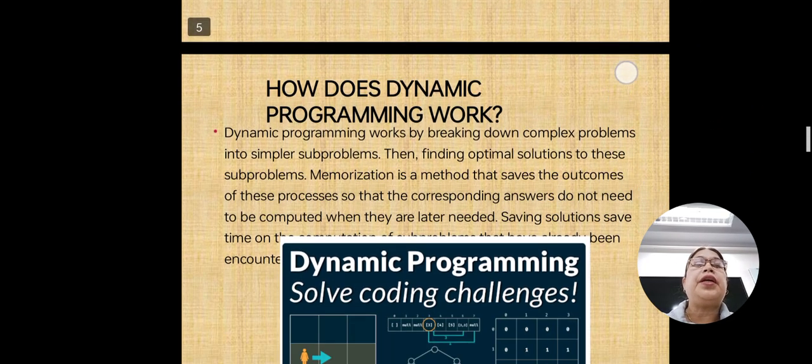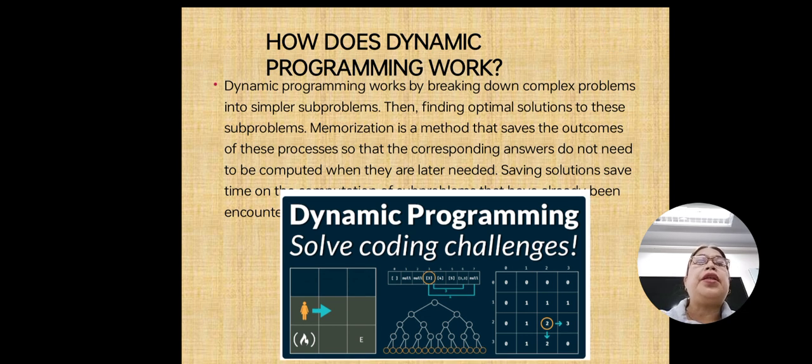So how does dynamic programming work? Dynamic programming works by breaking down complex problems into simpler sub-problems, then finding the optimal solution to those sub-problems. Memoization is a method that saves the outcomes of these processes so that the corresponding answers do not need to be computed again when they are needed. So, save solutions, save time.